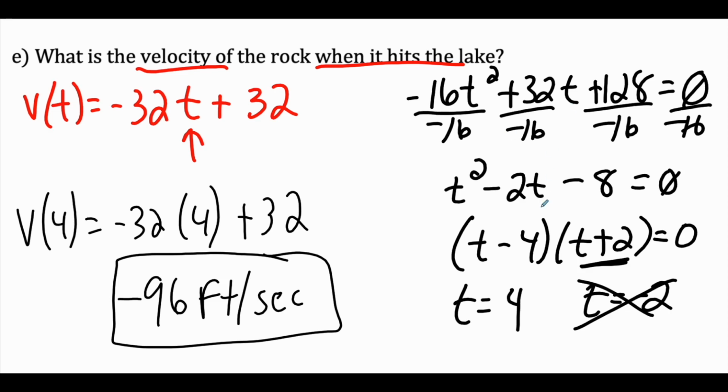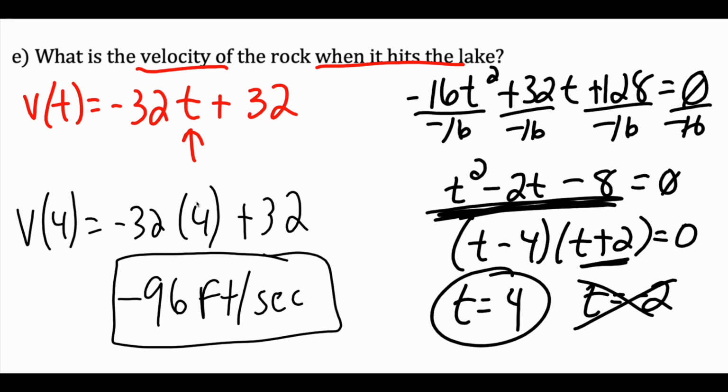So if it does factor nicely, that's a much easier way of doing it. But that doesn't always happen. That's why I like to do it the other way, because the other way will work regardless, whether it factors nicely or not. But either way, we've got to get down to time equals 4. After 4 seconds, plug that in for t in our velocity function and solve.